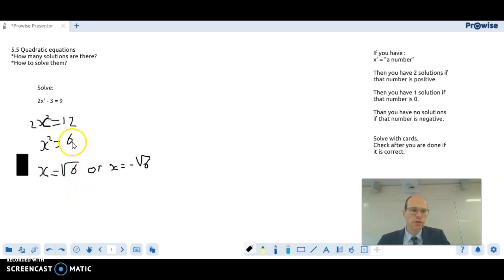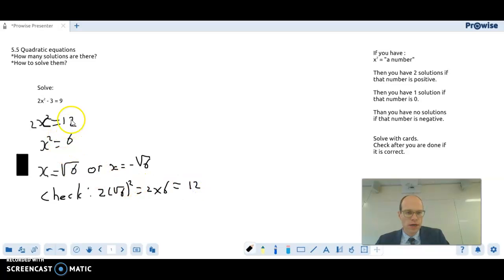And do we need to have two solutions? Yes, because here we have x squared is something, and that number is a positive number, so we need to have two solutions, and there we are, two solutions. We're going to check solution number 1. You simply fill it in. 2 multiplied by the square root of 6, squared. First the brackets, so the square root and the square cancel each other out. So we have 2 multiplied by 6 is equal to 12. Is that correct? Yes, it is.